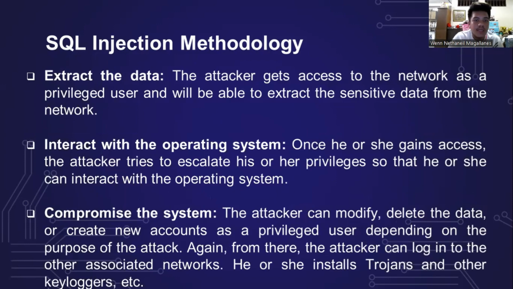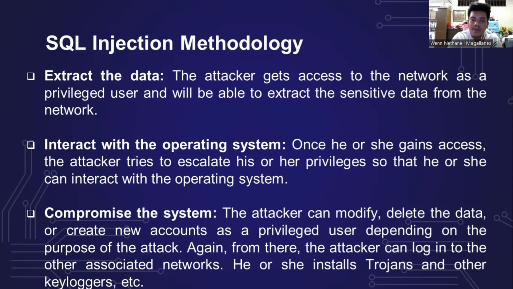Extract the data. Here's the next step. The attacker gets access to the network as a privileged user and will be able to extract the sensitive data from the network. It is very easy once the attacker launches the attack. The attacker now can create a new privileged user, so he or she now has the privilege to use your system.